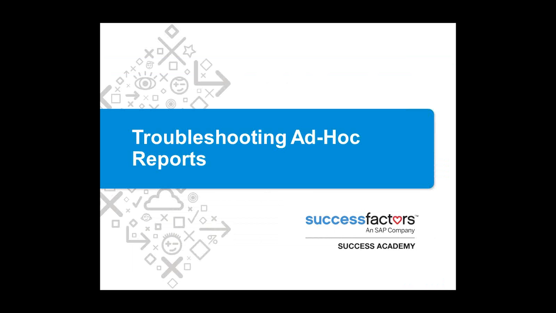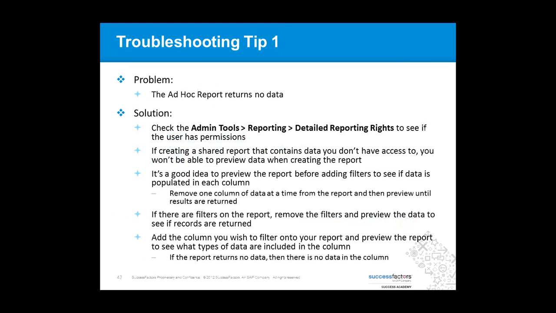One of the most common problems in ad hoc reporting is that users will say there's no data. Mostly it will be related to the reporting rights. So just go into admin tools, reporting, detailed reporting rights to see if the user has permissions to view it, and if yes, check whether the report which has the data has been shared. If it is not shared, then you cannot view it.